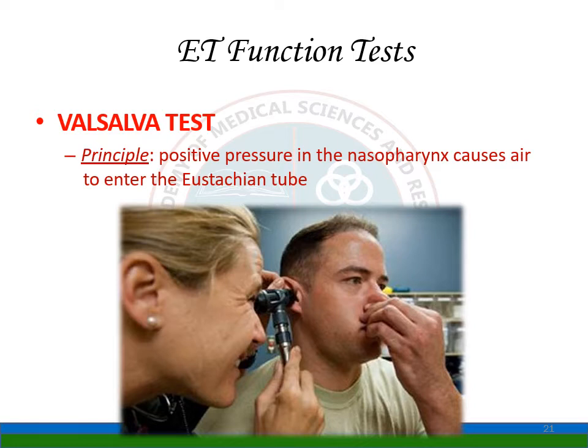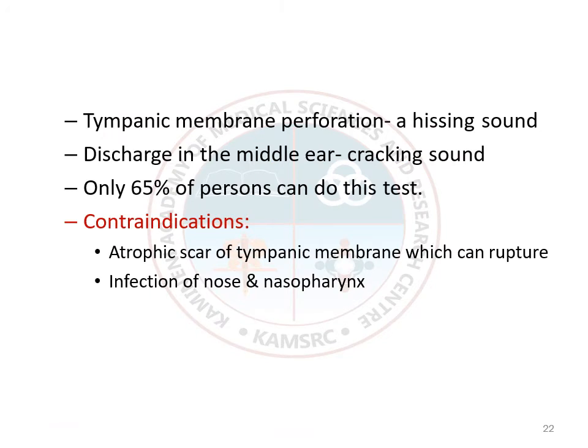Okay, one of you take the otoscope and observe your friend's tympanic membrane while he is insufflating air. This is a very simple test. If the tympanic membrane won't move, it means there is a dysfunction of the eustachian tube. In a case of tympanic membrane perforation, you will hear a hissing sound, as the air comes out through the perforation. And if there is a discharge in the middle ear, you will hear a cracking sound, like the discharge is coming out.